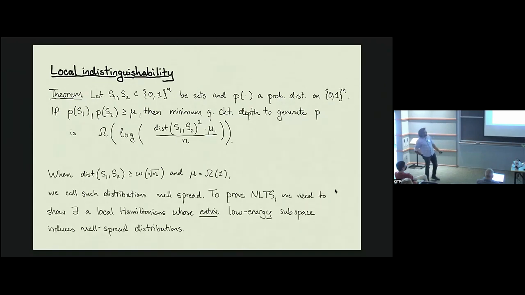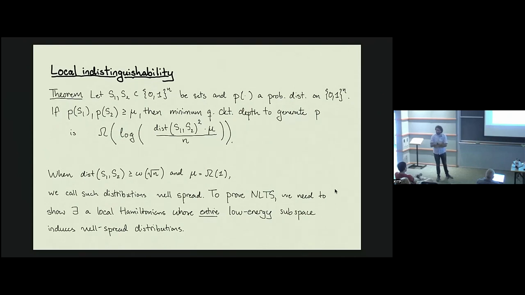Okay, so when the distance is super quadratic and mu is a constant, this is a distribution which we call well spread, and this is a distribution which is sort of great for proving lower bounds, right? Because if we have these sort of well spread distributions, they're sort of robust, right? Small perturbations in the distribution still remain well spread. So what I get is that I can continue to prove circuit lower bounds by this consequence. So what I need to do in order to prove the NLTS is I need to show there exists a local Hamiltonian whose entire low energy space induces well spread distributions. And for that, I'm going to use error correction.